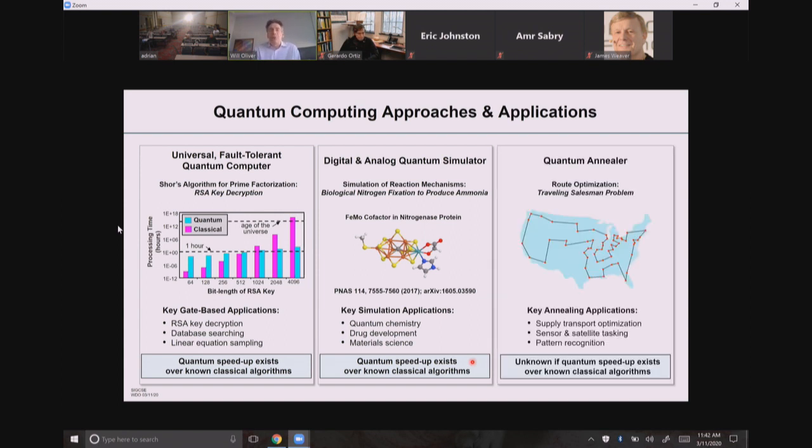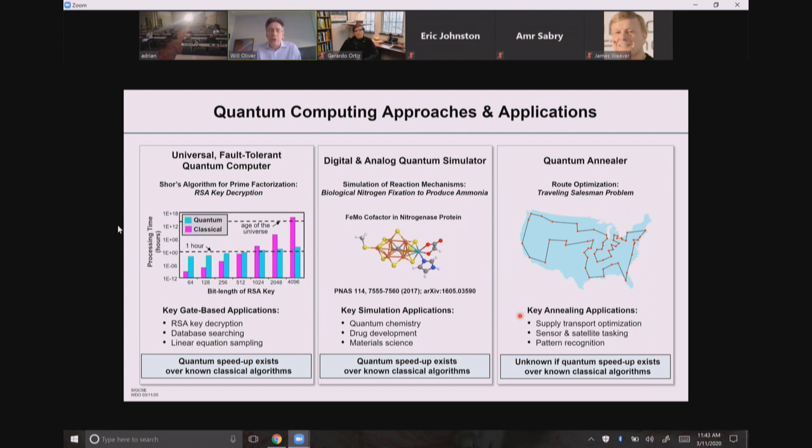Now the third type of quantum computer is called a quantum annealer, and that's quite different than these other two, which are called gate model quantum computers. And a quantum annealer basically is an optimizer, and it optimizes things like supply transport, satellite tasking, pattern recognition. Optimization, of course, as we know, is ubiquitous, and just about every field or every industry is trying to optimize something. And so studying quantum annealers is very, very important.